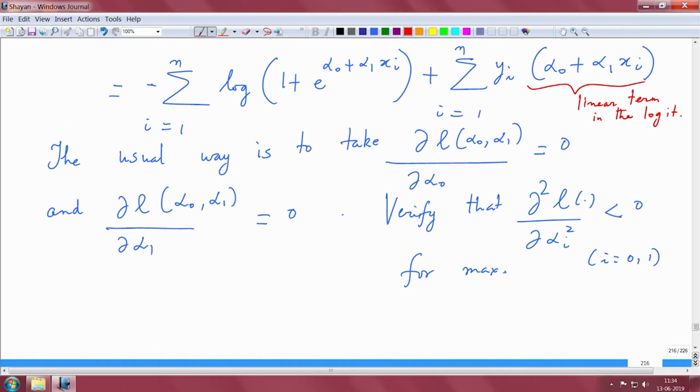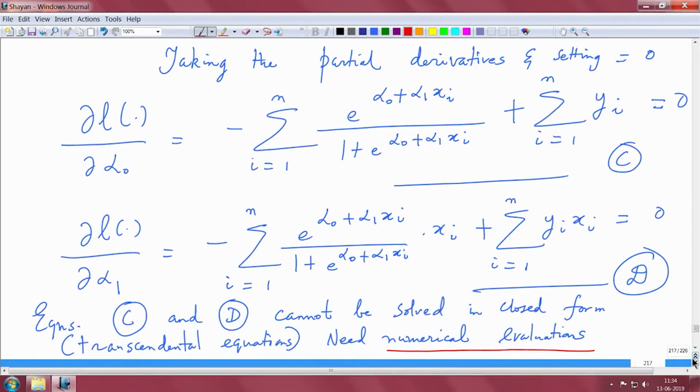Now, once we have an easy looking equation, we can take the partial derivatives with respect to the variables alpha naught and alpha 1, set that equal to 0, and verify that indeed these quantities are maximizing by taking the second derivative and checking this to be less than 0 for the maximum condition. This is what we will do. Now, it is straightforward calculus. We take the partial derivatives and we set this equal to 0.